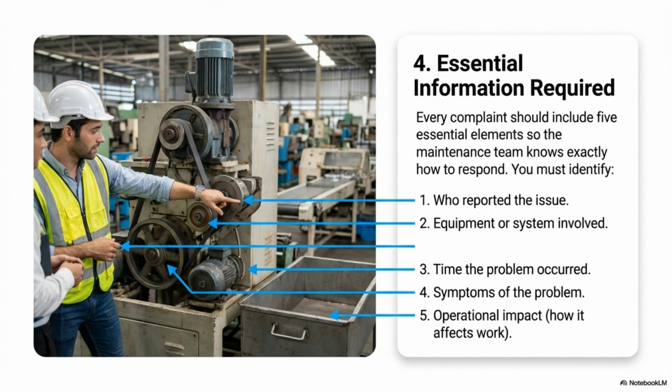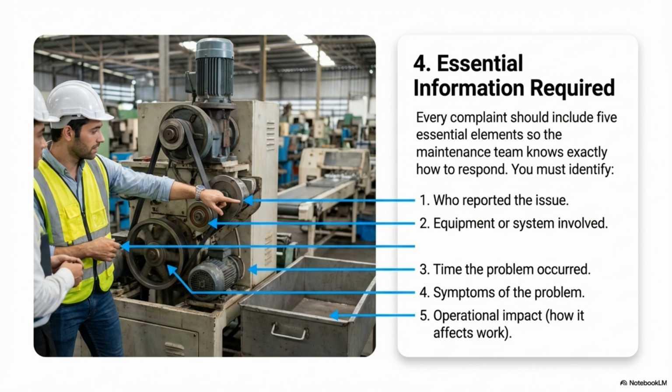Every complaint needs 5 essential elements: who reported the issue, the equipment involved, the time it occurred, the symptoms, and the operational impact. The first element is who reported the problem. Knowing the reporter allows technicians to follow up if more information is needed. The second element is the equipment or system involved. This could be a specific machine, device, or technical component.